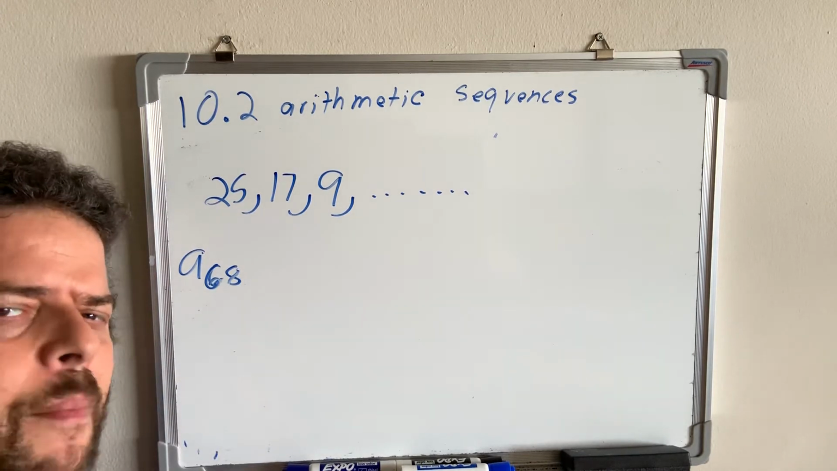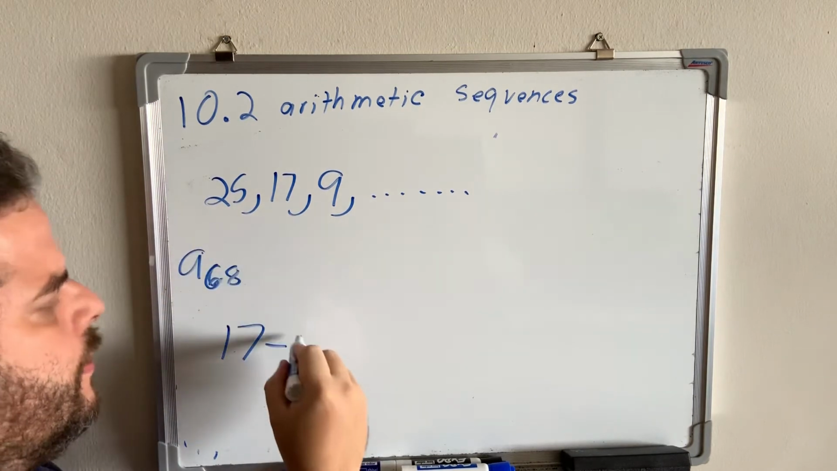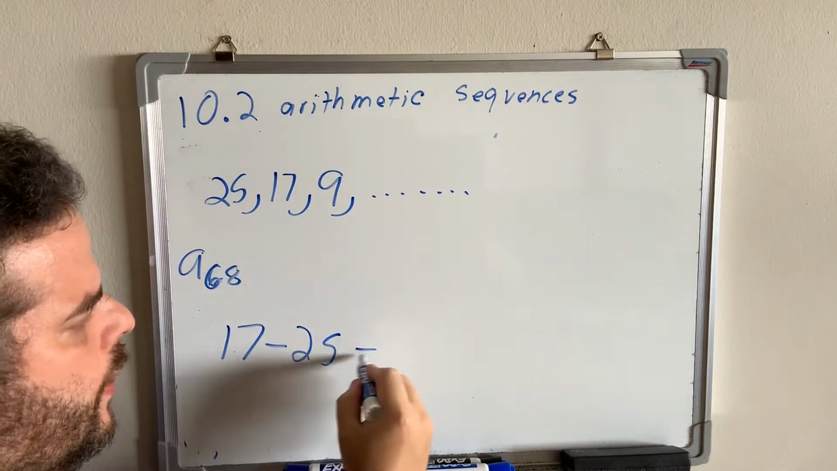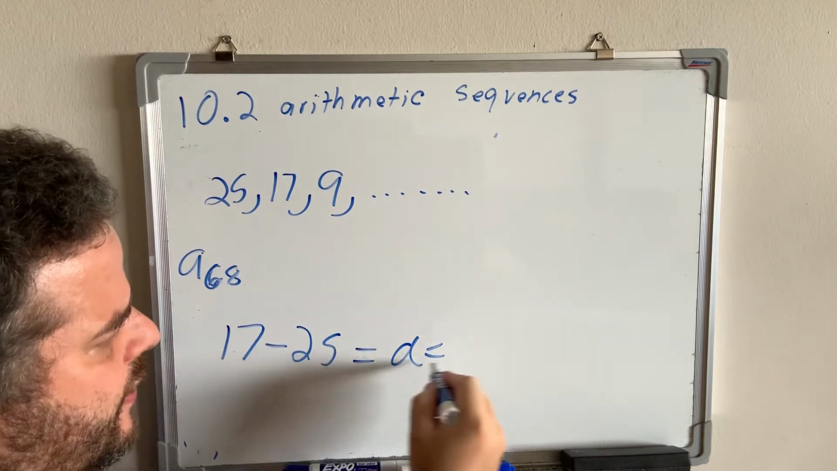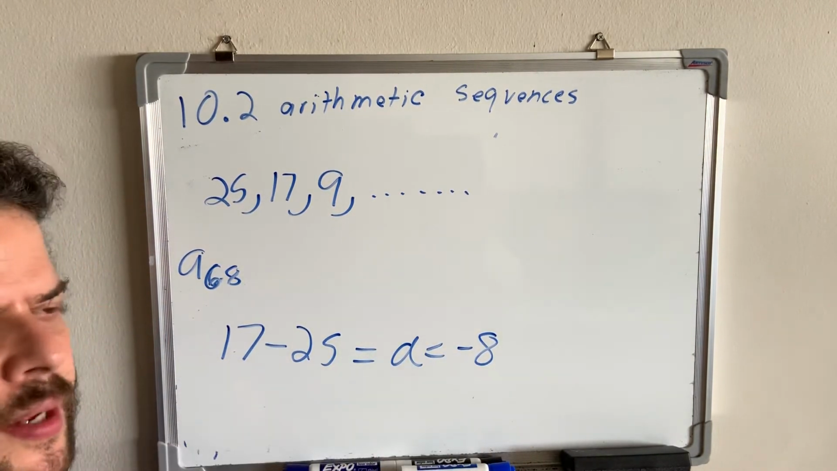Step 1, let's find the common difference. Pick any term and subtract the preceding term from it. So again, the common difference is negative 8. I have my common difference right there.